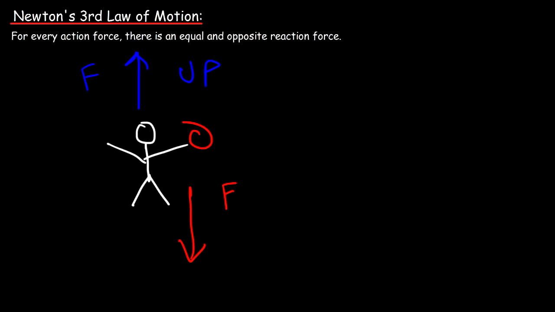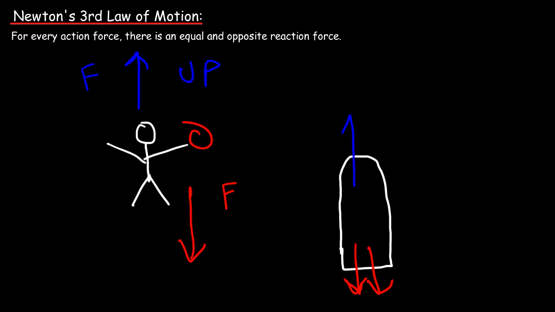Now this example can also be applied to a rocket. When a rocket launches towards outer space, it expels the gas. And so as the gas is being expelled downward, an upward force is created based on Newton's third law. And that upward force causes the rocket to accelerate upward. So now you know how rockets work.